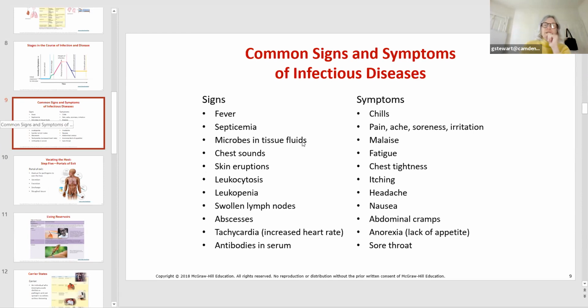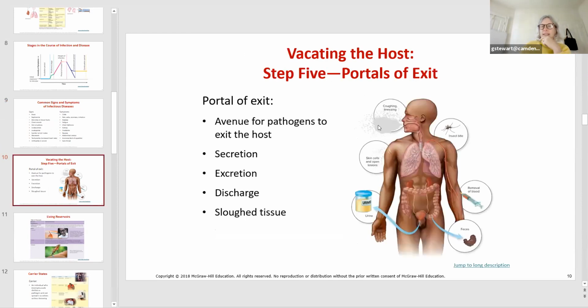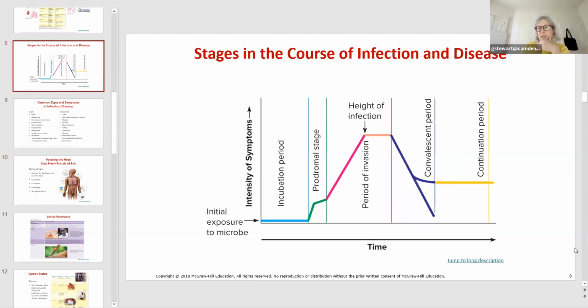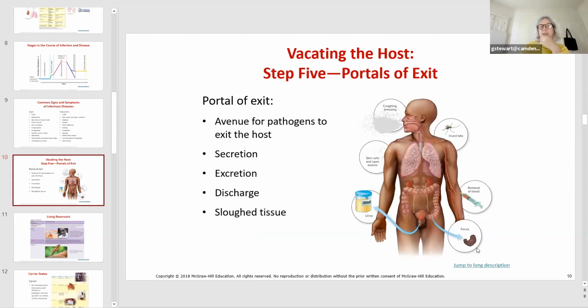And then the organism has to have a portal of exit. It has to have a way to get out so that it is spread to other susceptible hosts, right? So there's just some secretions listed there, some portals of exit. This kind of ends that discussion of how an organism can cause a disease.